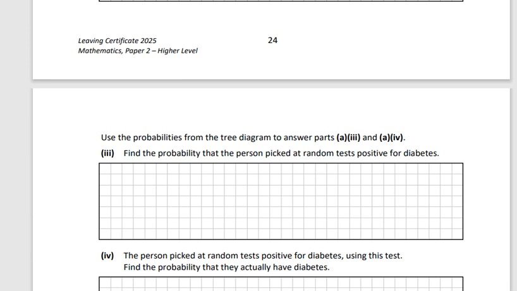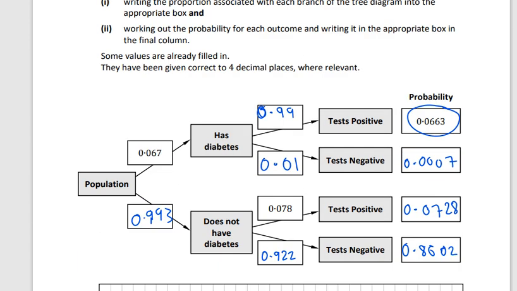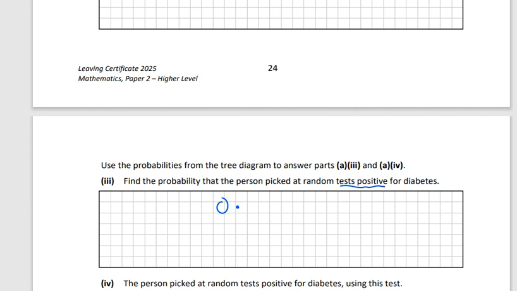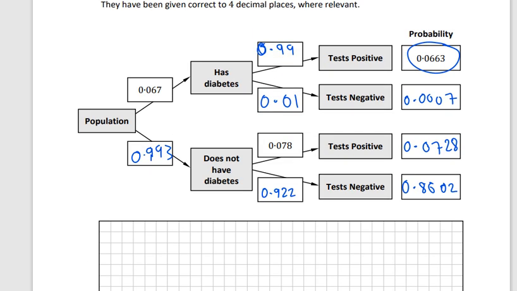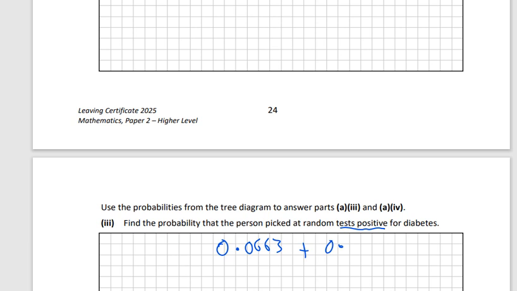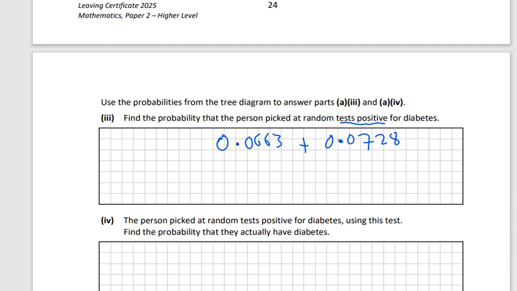So the probability that a random person tests positive, so they can have it and test positive, and then they can not have it and test positive. So it's both of those things added together. So it's 0.0663 plus 0.0728. And that will give us 0.1391.